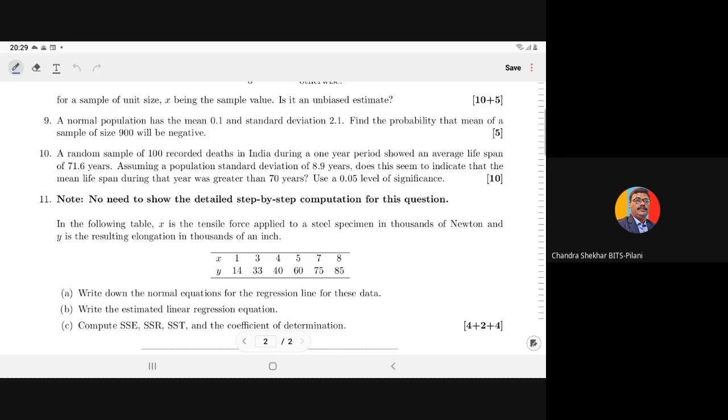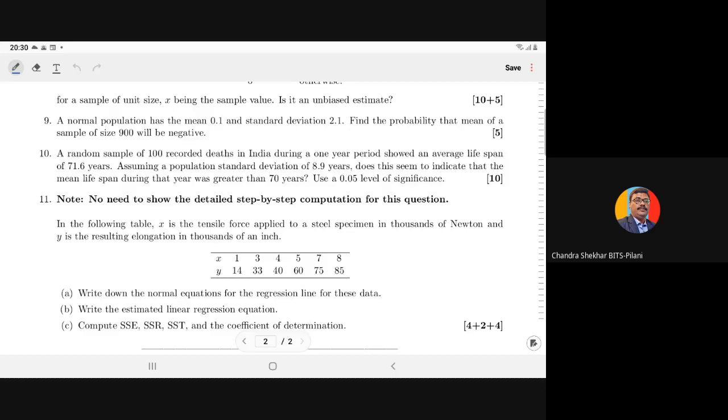So note, no need to show detailed step by step computation for the question. You can just write in this question direct value. No need to show the procedure. In the following table, X is tensile force applied to a steel specimen in thousands of newtons, and Y is the resulting elongation in thousandths of an inch.